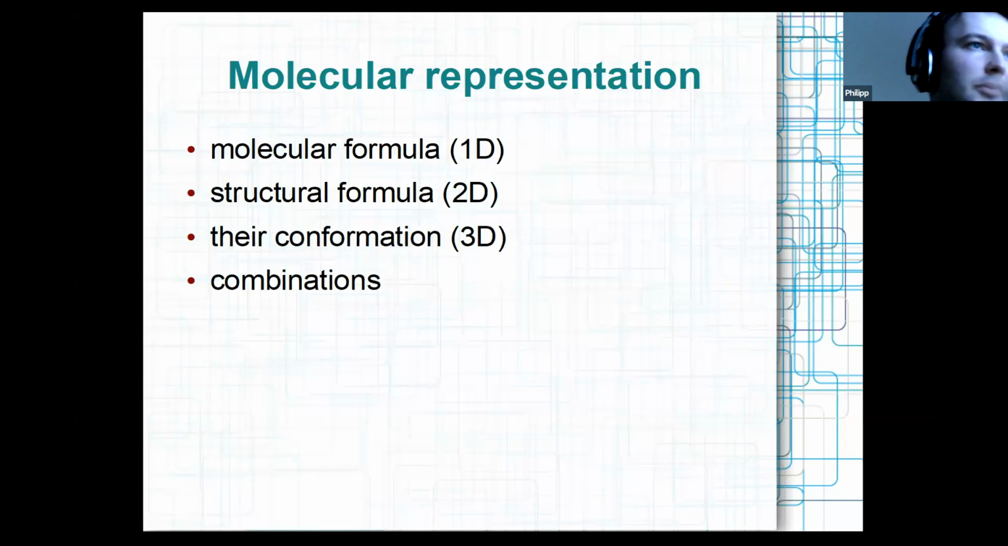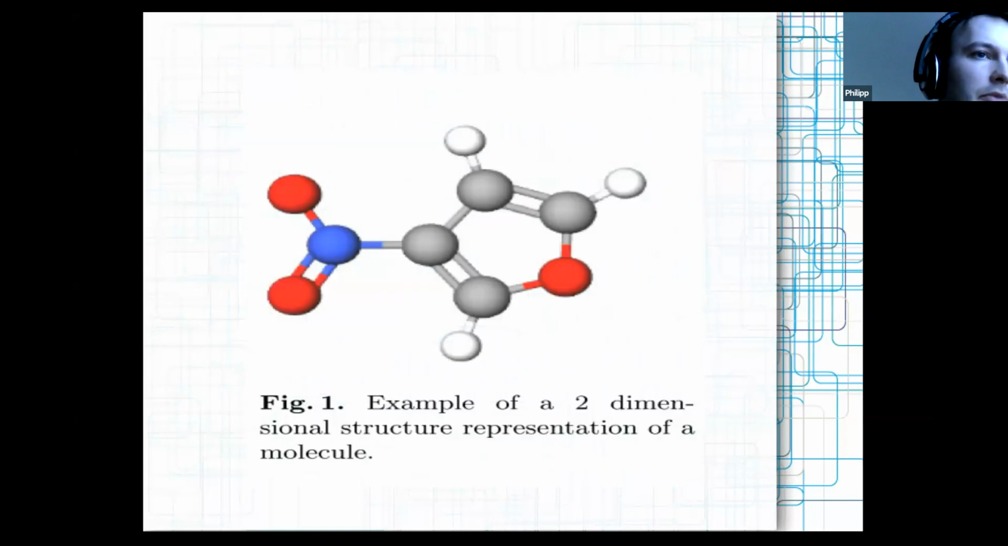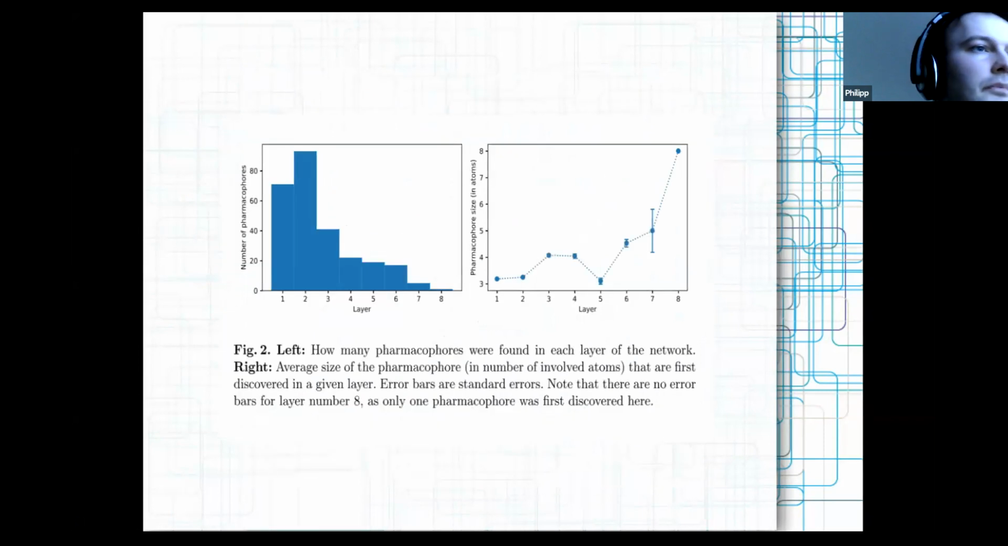You can have a molecular formula, you can have a structural formula. You probably know this from chemistry. And with proteins, you can have three-dimensional structures. The conformation also plays a role. You can also have combinations of the three above, which makes it really complicated and complex. And here we see a three-dimensional structure, a model of such a molecule.